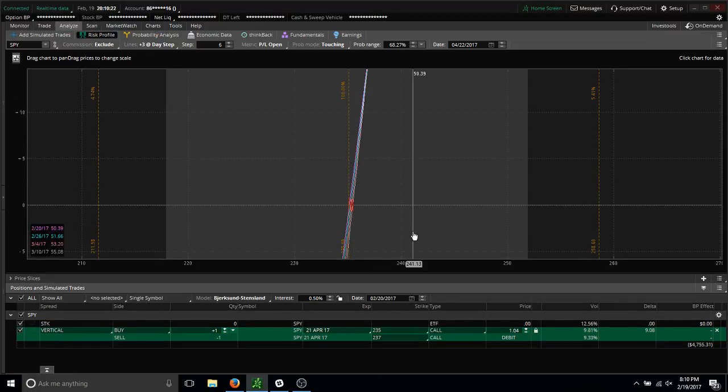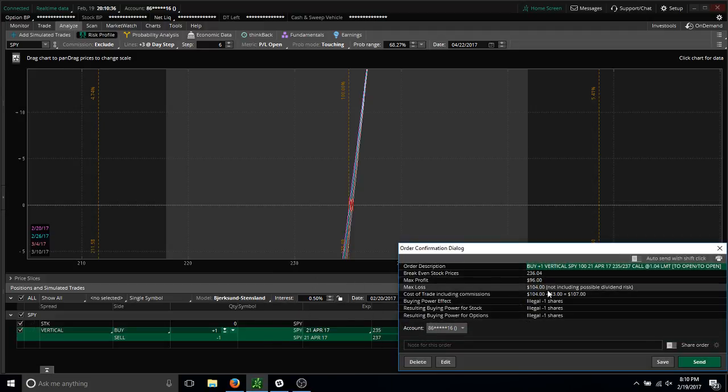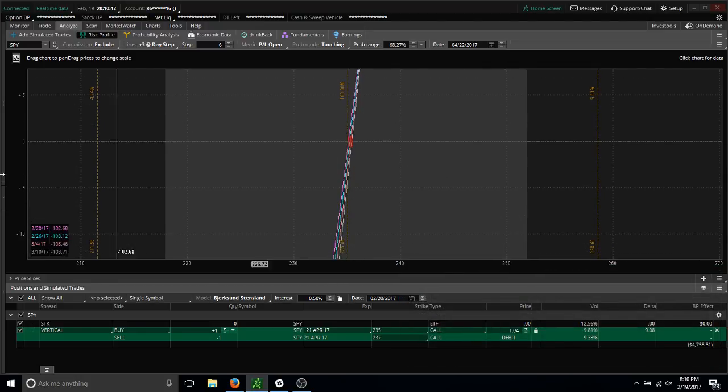You guys have any questions, I guess? I don't want to get too much into this analyze tab. I just wanted to show you guys a quick way to look at your profit loss, as far as just confirming and sending these so you can see your max profit, max loss, and then a short tutorial on this.